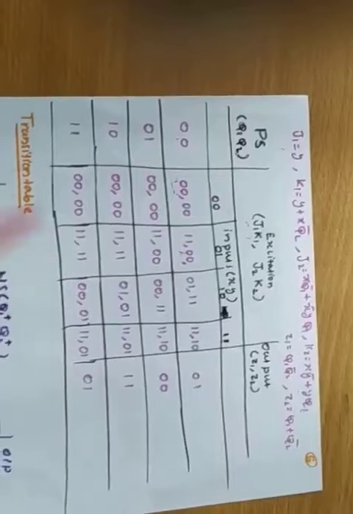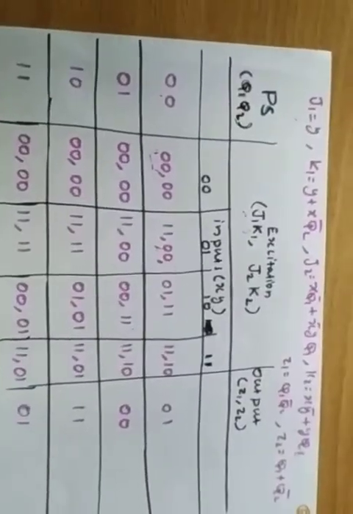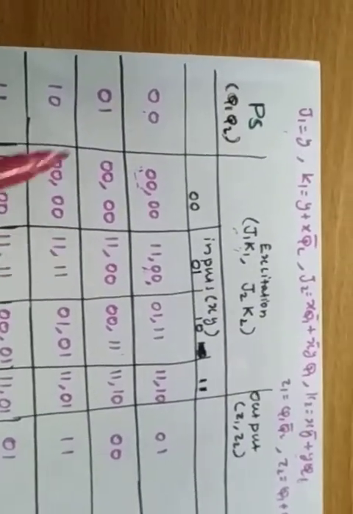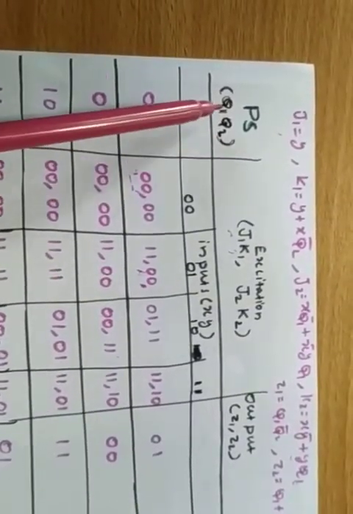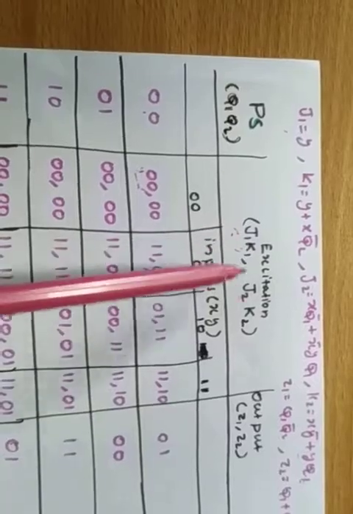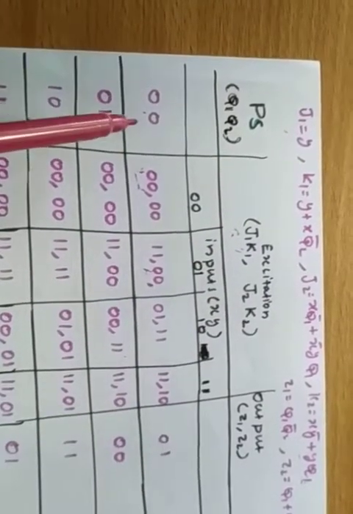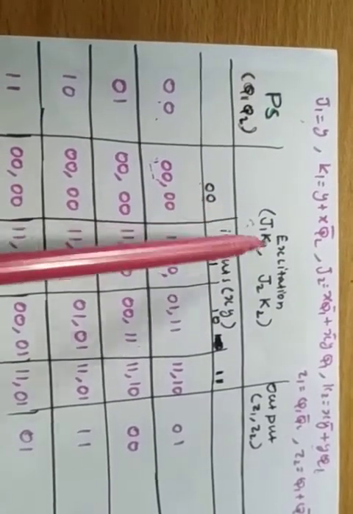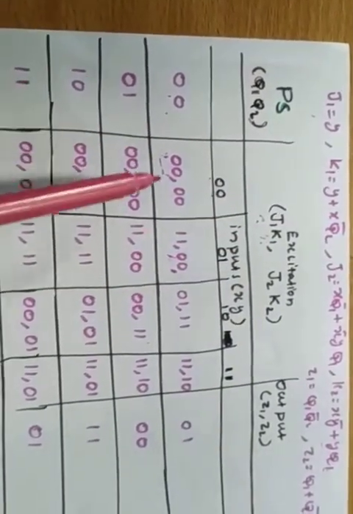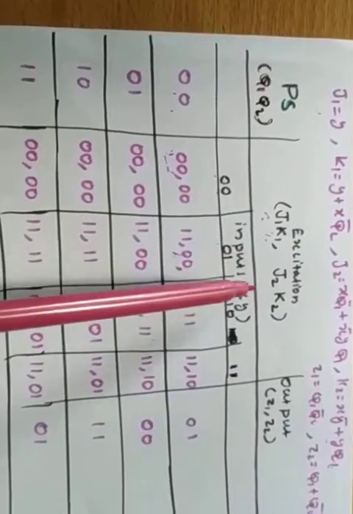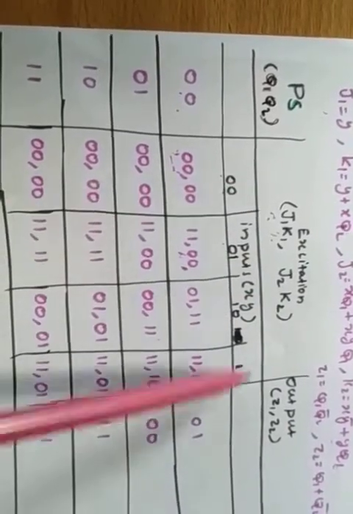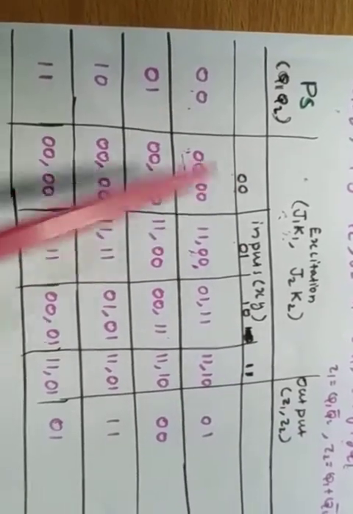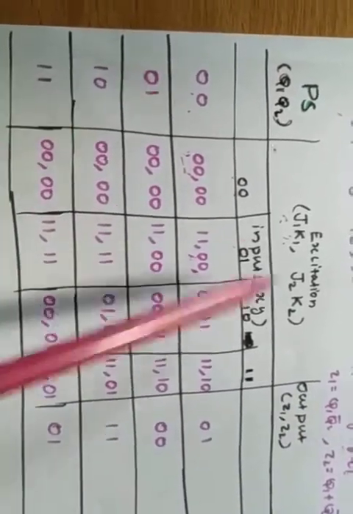Okay, look here. First you need to write the present state, that is Q1, Q2, then the excitation J1, K1, J2, K2, and the output Z1. Q1 and Q2 is the present state, 0, 0 is the input, what are J1, K1, J2, K2 excitations? For 0, 1 input, what are J1, K1, J2, K2, and what is the output for this present state? That we have to find out. That is this excitation table.